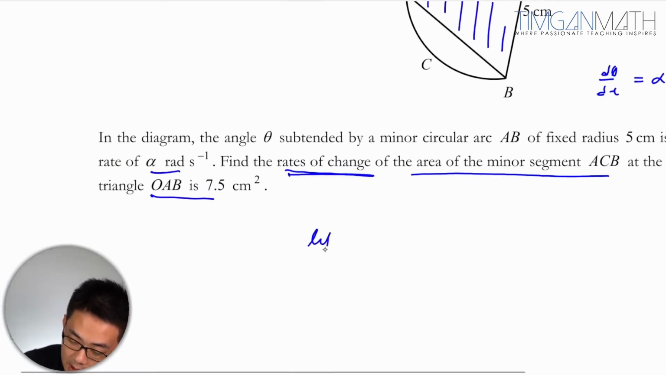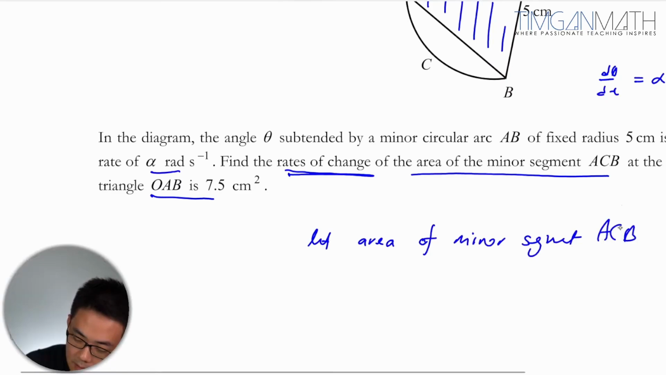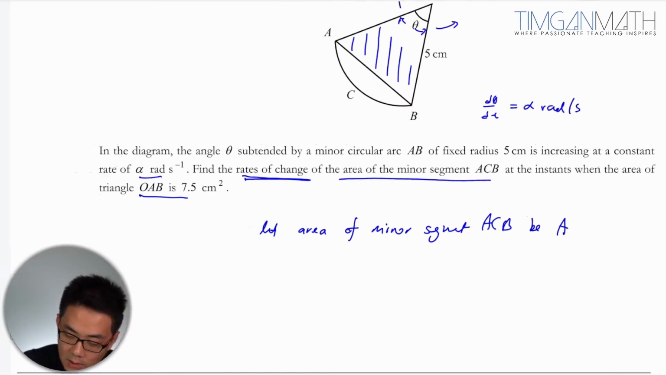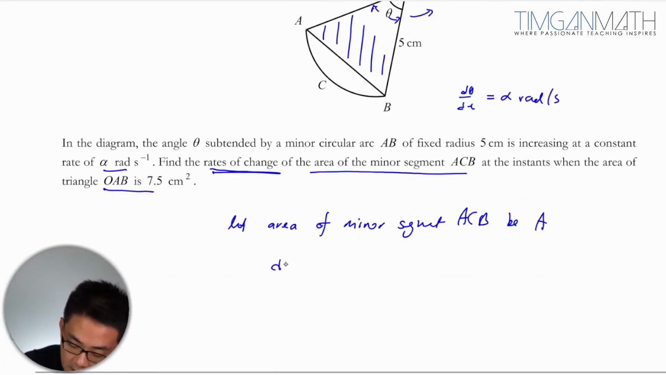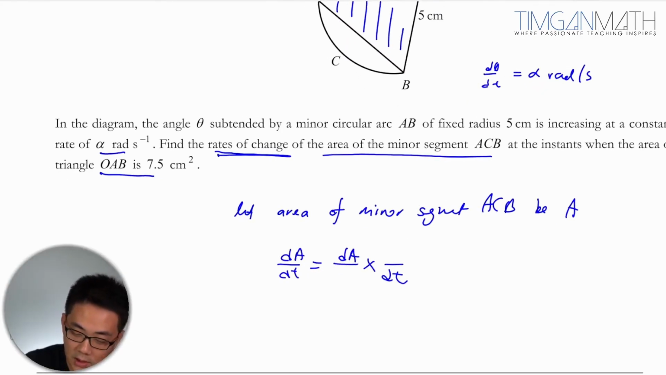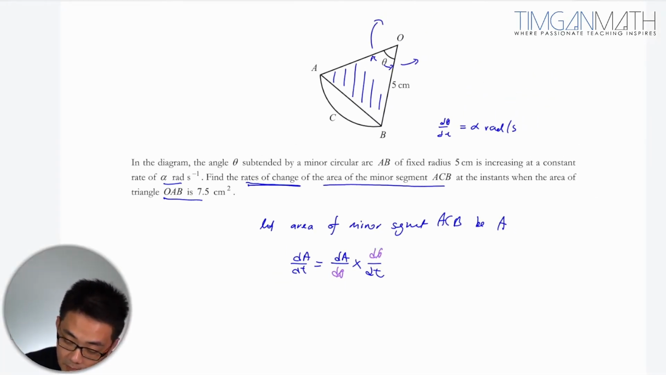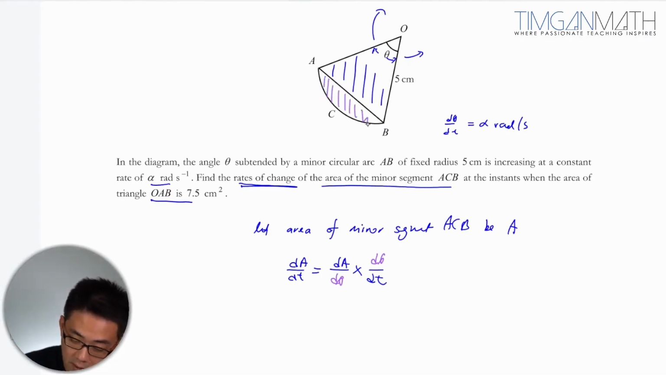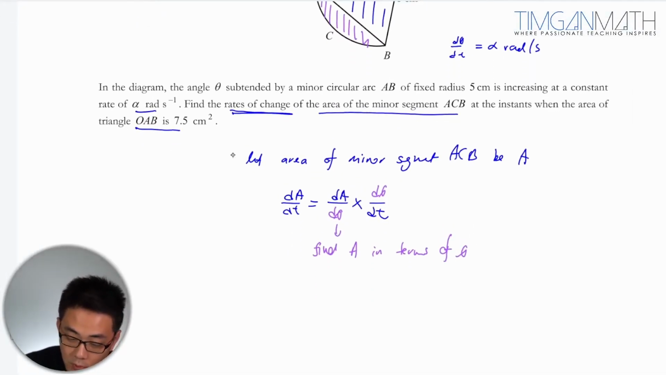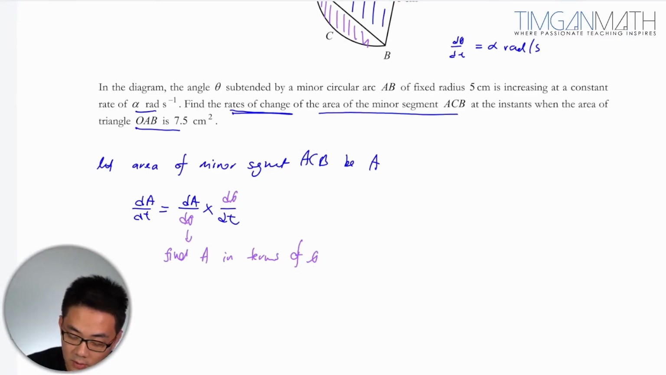So let A be the area of minor segment ACB. In this case we want to find dA dt. Similarly, just use the chain rule: dA dt equals dA d theta times d theta dt. So you need to find A in terms of theta. So what you need to do next is essentially just find A in terms of theta. It shouldn't be a problem there.